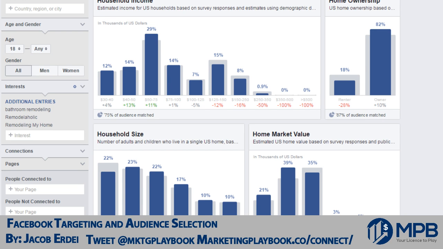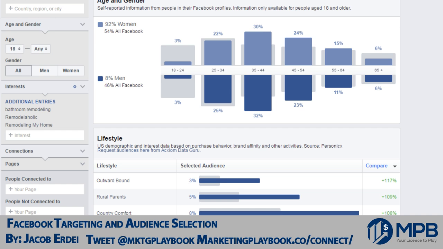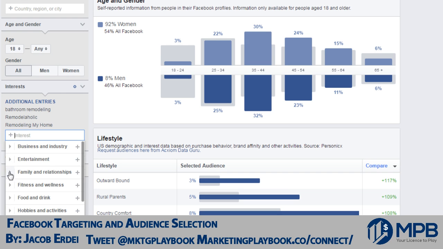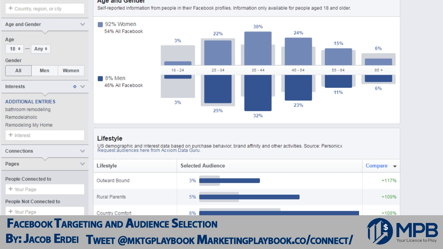So I'm going to go over to the demographics tab here, and the only thing that I did here is put in interests. As you type in here, you can select your own interests, but I'm going to pretend we're using the same example we used the week before, a kitchen and bathroom remodeling company. So I own a remodeling company, let's say, and I want to target people who are into remodeling.